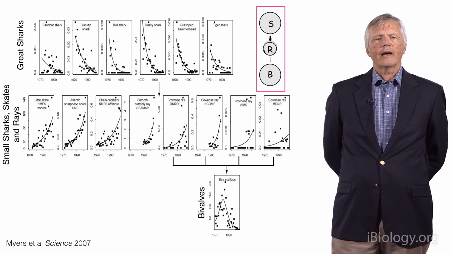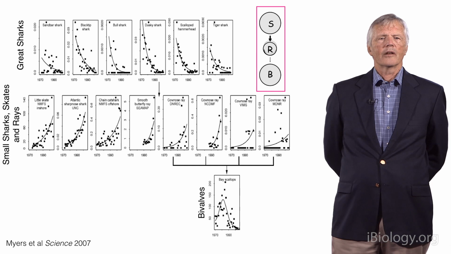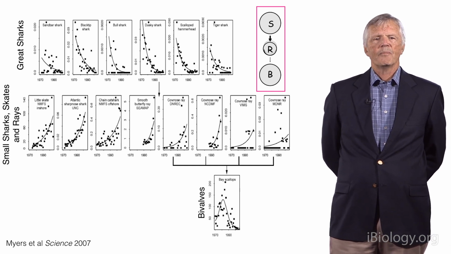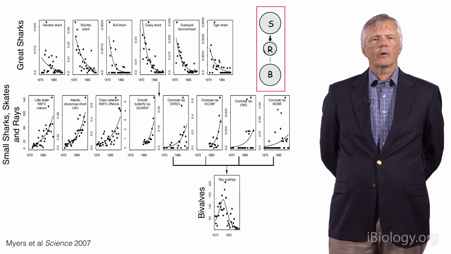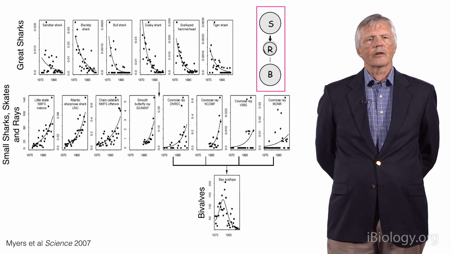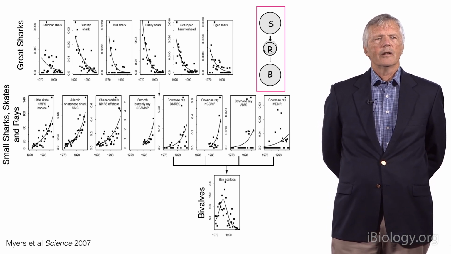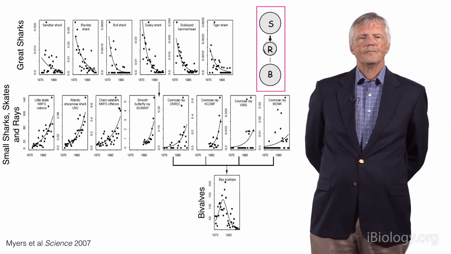And you can see that in this particular case, the abundance of these mollusks has declined very markedly over the last 20 or 30 years. And that's clearly the consequence of the overexploitation or increased exploitation of those mollusks by small sharks and rays. That has been demonstrated experimentally repeatedly in a number of different places.